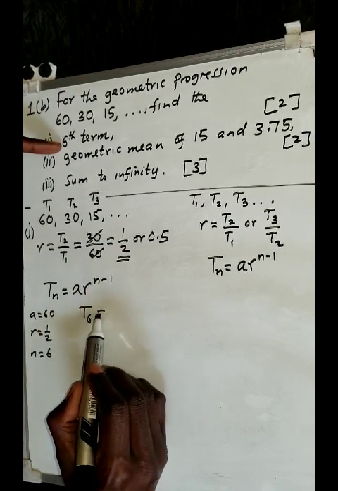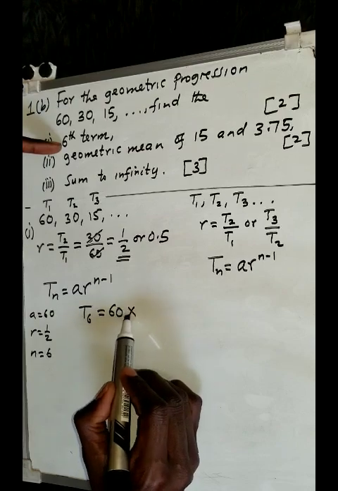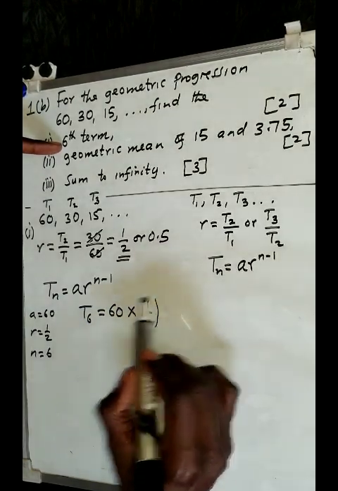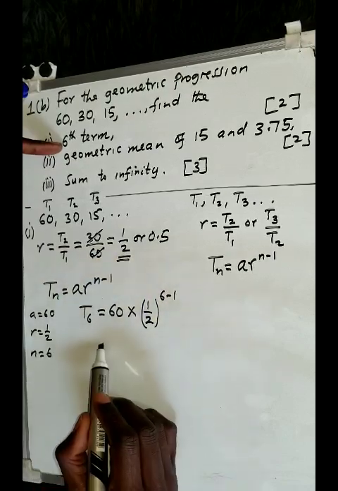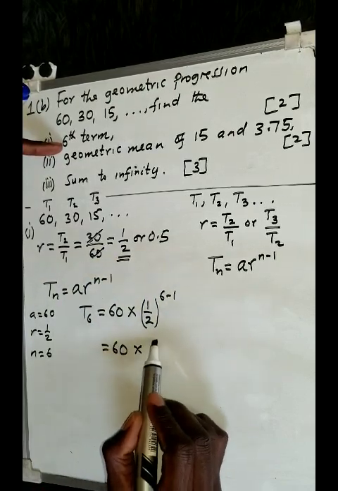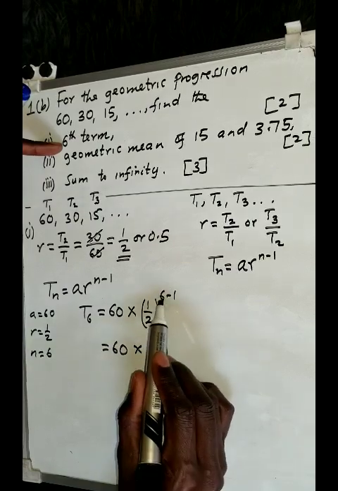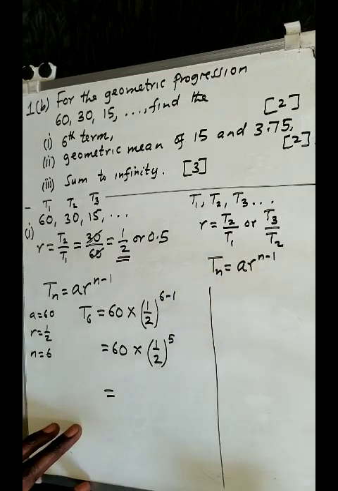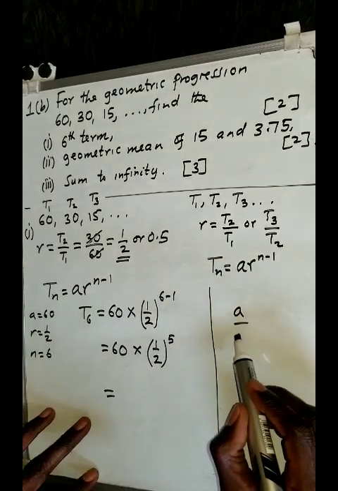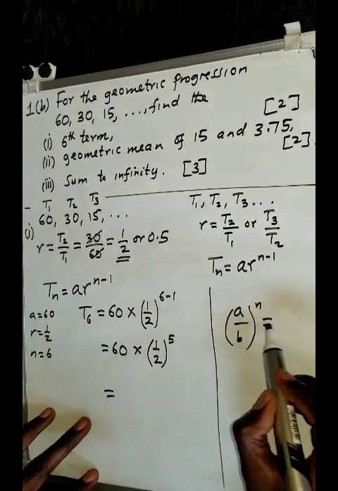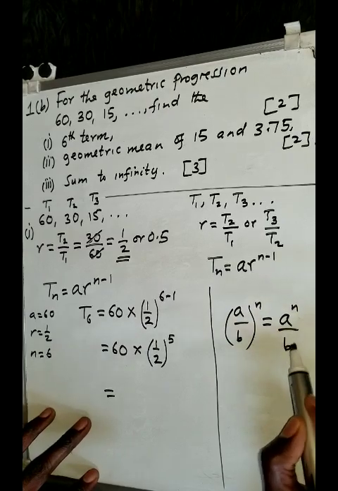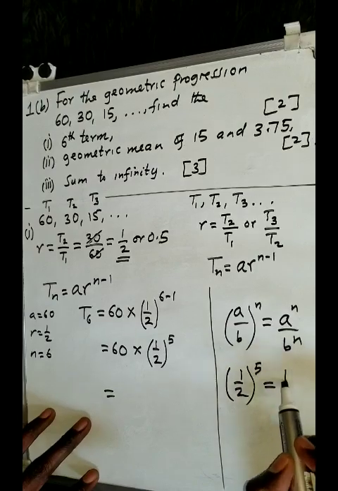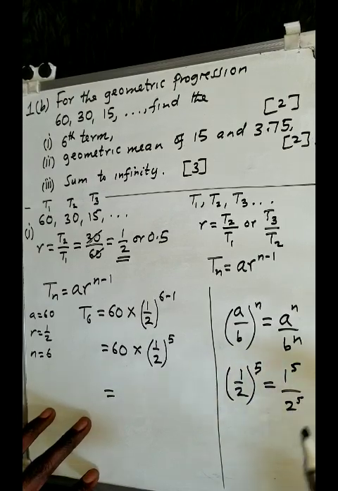So T6 is equal to the first term, 60, multiplied by the common ratio, which is a half, all raised to n minus 1, which is 6 minus 1. So that is 60 multiplied by 1 over 2 raised to 5. Remember, according to the laws of indices, if you have a over b raised to the power n, that is the same as a raised to the power n over b raised to the power n. So 1 over 2 raised to the power 5 is the same as 1 raised to the power 5 over 2 raised to the power 5.